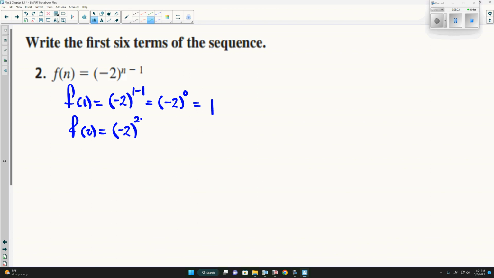Then for 2, we'd have negative 2 to the 2 minus 1. Well, 2 minus 1 is 1. And negative 2 to the first power is negative 2.